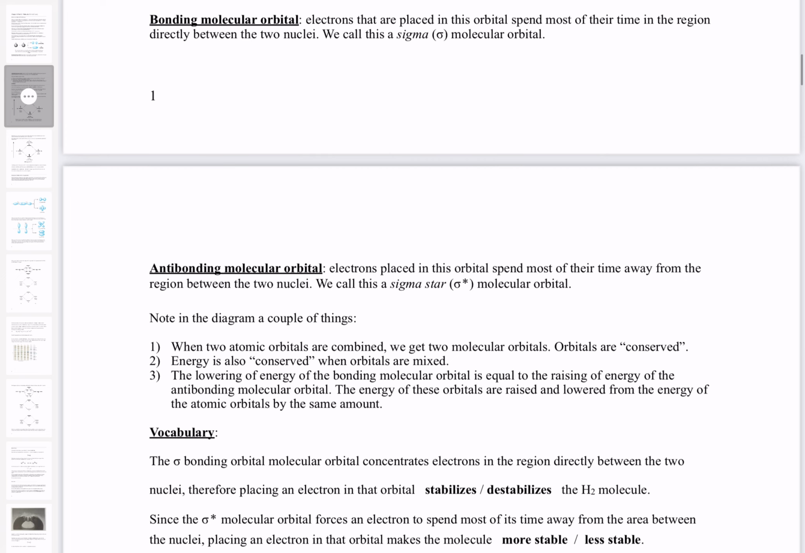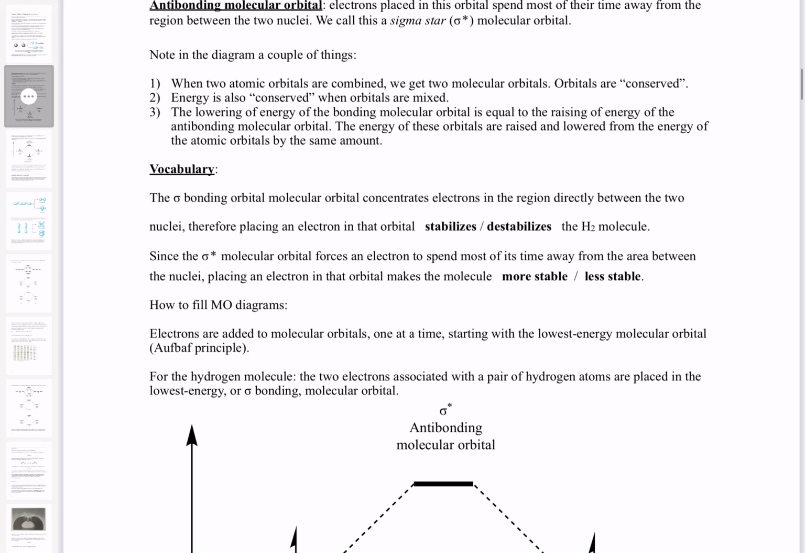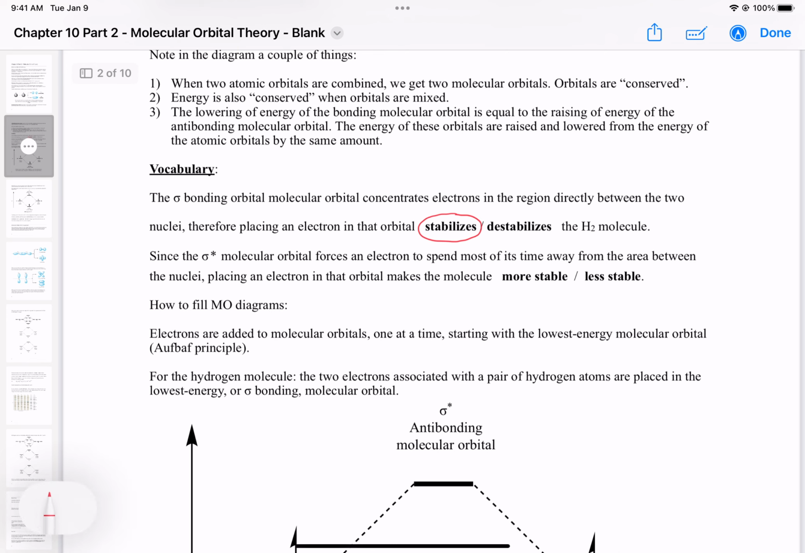Okay. Now let's go over some vocab so we can understand some terms here. All right. The sigma bonding molecular orbital concentrates electrons in the region directly between the two nuclei. Okay? So therefore, does placing an electron in that orbital stabilize or destabilize the H2 molecule? Well, if it's making electrons more happy, putting them near more nuclei, that means the energy is probably going to lower, so it's going to stabilize the H2 molecule.